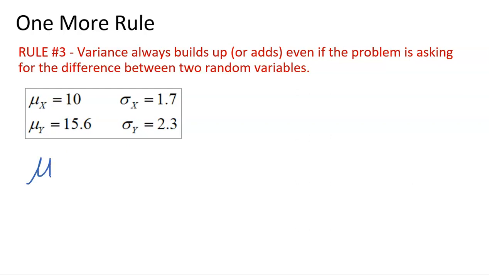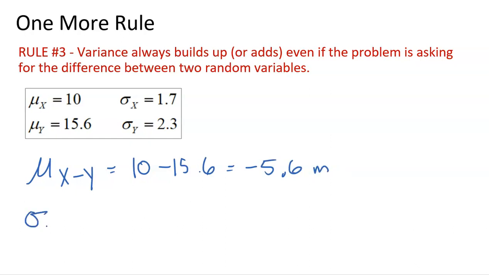So if I'm looking at, hey, what's the difference between X and Y? Okay, to find the mean, it's literally this simple. You can't mess that up. So I expect a difference of negative 5.6 meters. But what about the standard deviation of X minus Y? Even though the problem is focusing on the difference, variance always builds up.